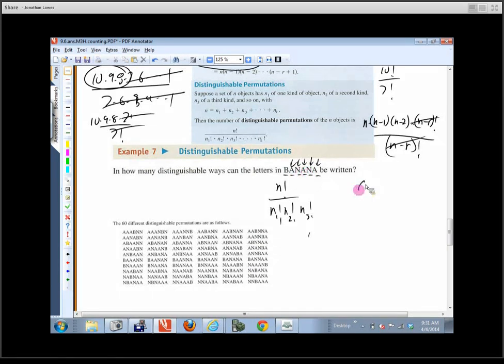So we would do 6 factorial over, we just divide by the repeats. So 2 factorial for the N, 3 factorial for the A's. Cancel there. Cancel here. 3 times 5 times 2.